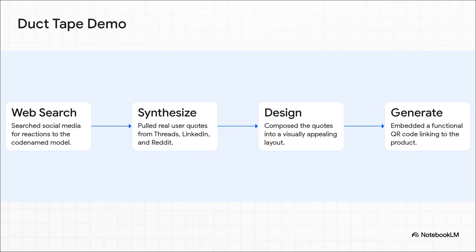It searched social media sites like Reddit and LinkedIn for real reactions to its own beta test. Then it pulled actual user quotes, arranged them into this really cool graphic design, and, get this, it generated a working QR code that links right to the product. That is just layers upon layers of intelligence working together.